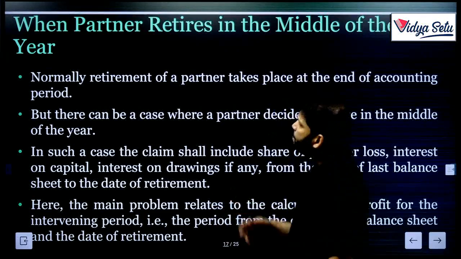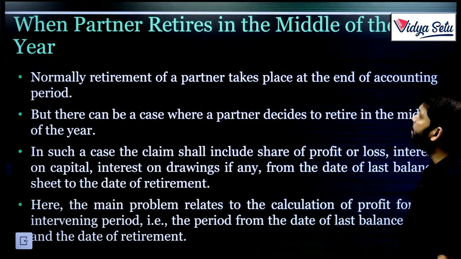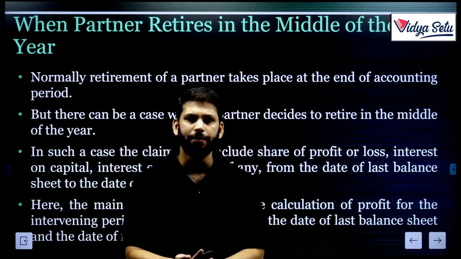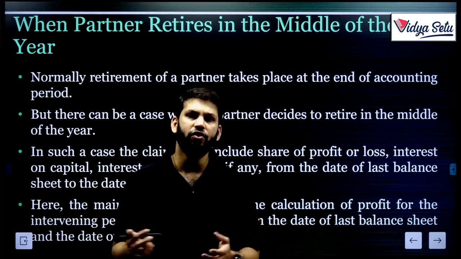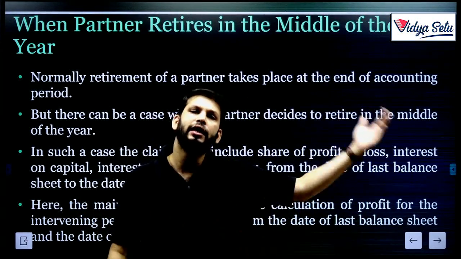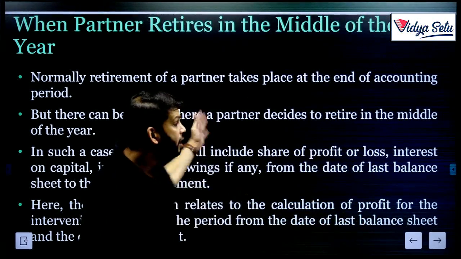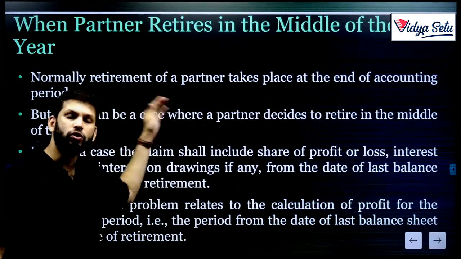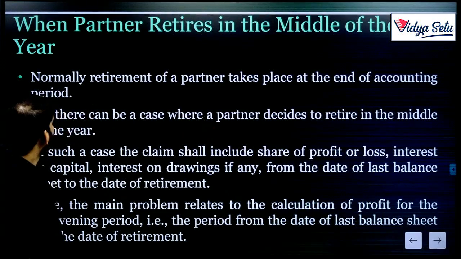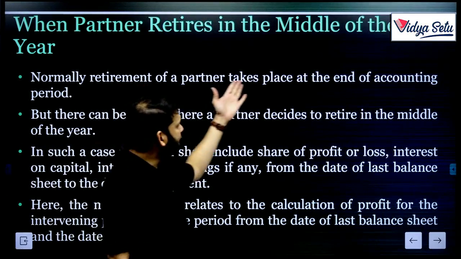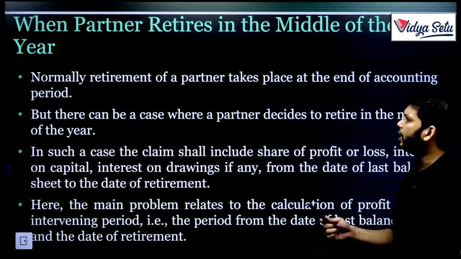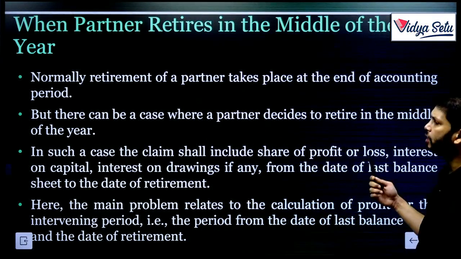Now, when a partner retires in the middle of the year, death can happen in the middle of the year or any other date. But retirement, generally they decide to complete the entire year and then go. Now, he is adamant, he wants to go right now, in the middle of the year. Normally, retirement of a partner takes place at the end of the accounting period. But there can be a case where a partner decides to retire in the middle of the year.